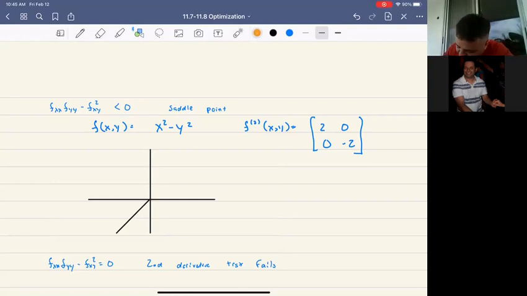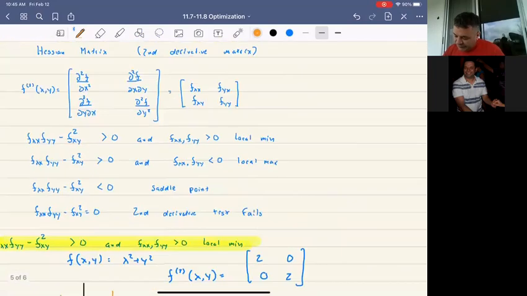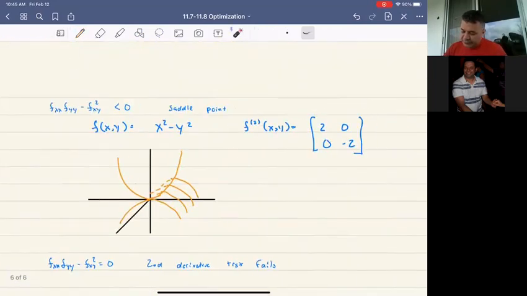X squared is going to go up, and the y squared is going to go like so. And this is a typical example of what we call a saddle point.